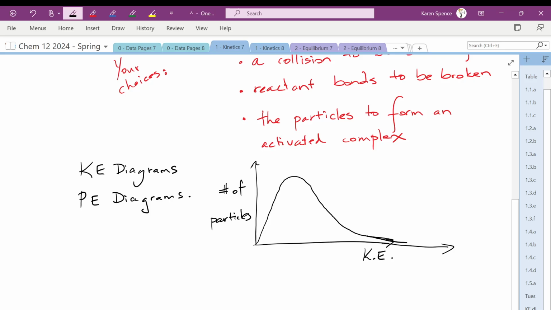Don't be shy about extending the x-axis if you need to actually make that thing approach zero. I kind of mucked up on mine a little bit. Now, if we were to include an activation energy on this diagram, where would it go? What would we draw? Chat with your neighbor about that. What would we add to this to add an activation energy to this curve?